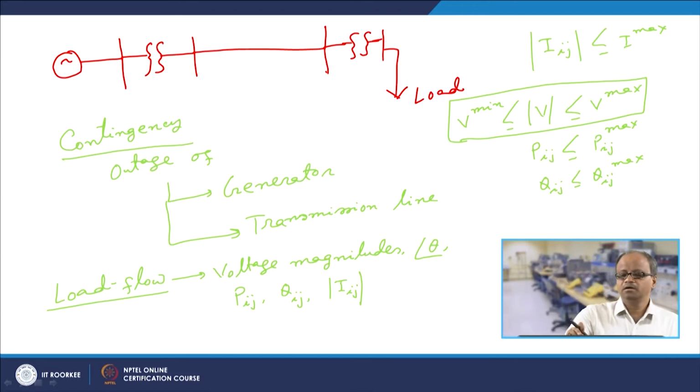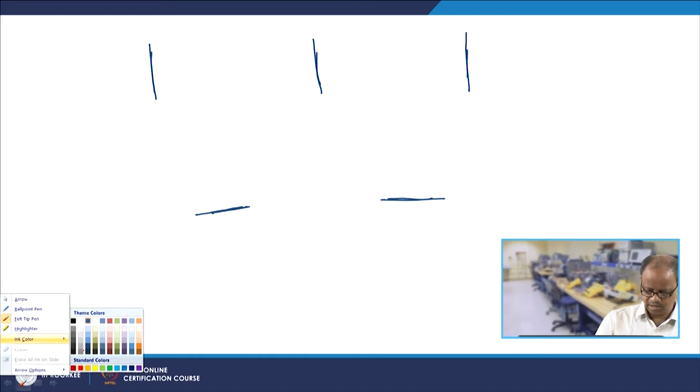But unfortunately, there can be some outage of any element. For example, let us take a very simple system, say a 5-bus system. These blue lines are buses, and these red lines are transmission lines. Please note that these transmission lines can also be transformers, but that is beside the point.